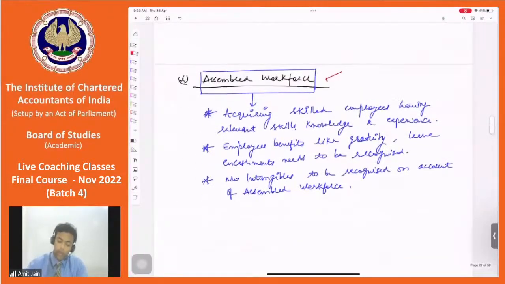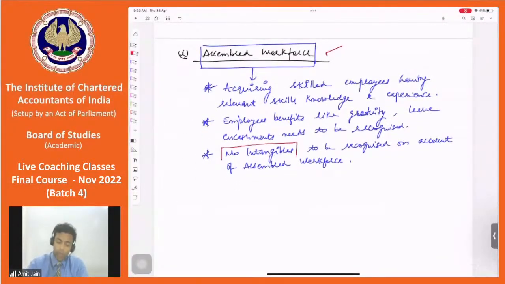Assembled workforce, we will not recognize. No intangible needs to be recognized. The only thing is we need to recognize provision for employee benefits, which we are recognizing separately. So guys, by this we have covered step number four, where we are talking about recognition of all assets and liabilities.